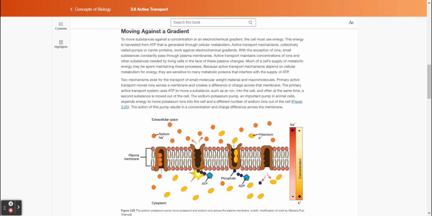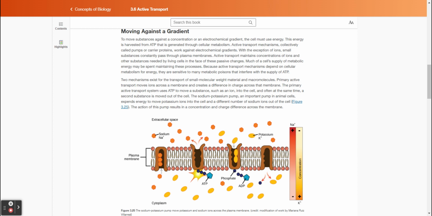With the exception of ions, small substances constantly pass through plasma membranes. Active transport maintains concentrations of ions and other substances needed by living cells in the face of these passive changes. Much of a cell's supply of metabolic energy may be spent maintaining these processes. Because active transport mechanisms depend on cellular metabolism for energy, they are sensitive to many metabolic poisons that interfere with the supply of ATP.